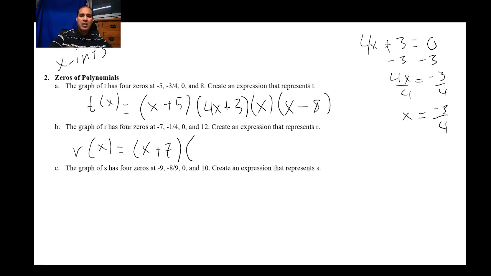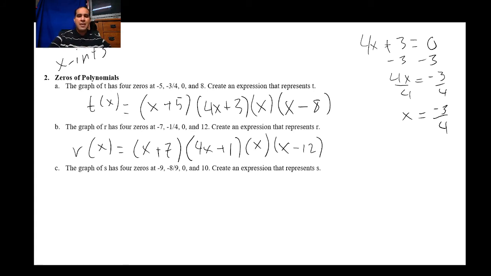For the next one, which I will show over there on the right to show you where I got that from, if we want an x-intercept of -1/4, that's going to be 4x plus 1. The 1/4 is there. In essence, it's the 1 divided by this 4. And because it's negative, we're going to put an opposite sign, which is the plus. If the other x-intercept is 0, then one of our factors needs to be x. And finally, since the last x-intercept is 12, then our last factor is going to be x minus 12. So that's the answer for letter B.